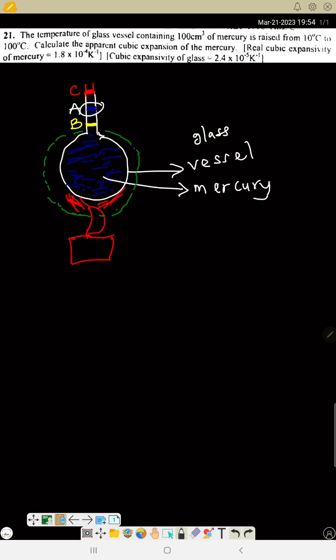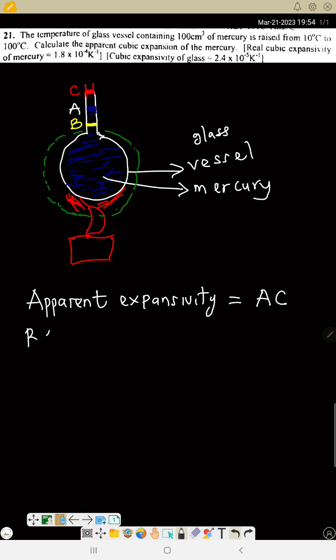That means A to C is called the apparent expansion. Apparent expansivity is AC, that is from A to C. The liquid will go there directly in real life. That is apparent expansivity. Now, real expansivity.